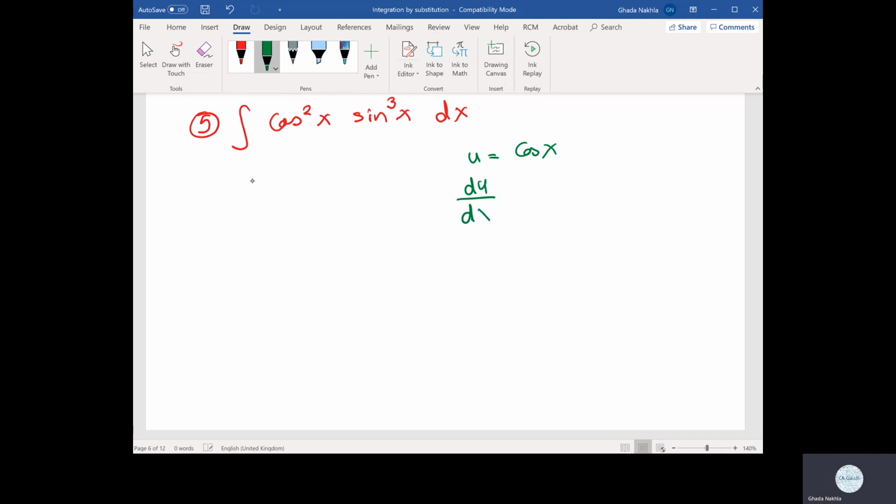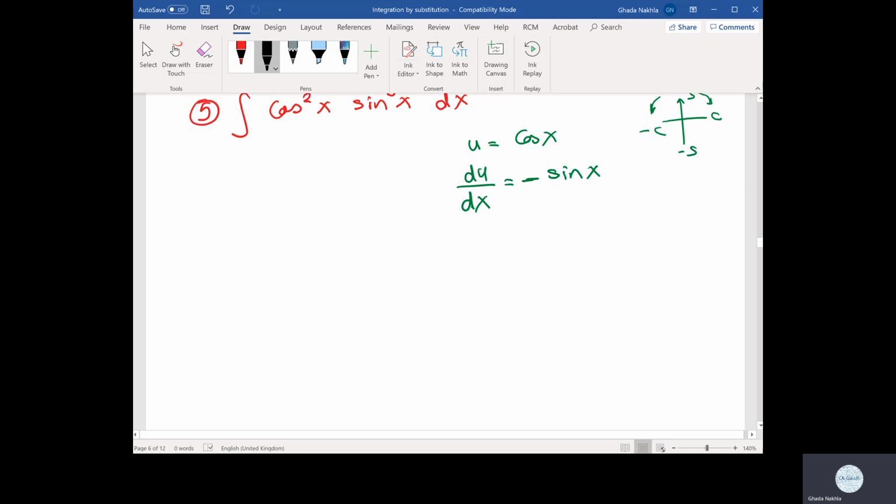du by dx is, so let's remember, sine, cos, minus sine, minus cos. We differentiate this way, we integrate the other way. So cos differentiates into minus sine. So I'm going to have minus sine x. Okay, let's go back to my question. The idea of integration by substitution is to substitute, basically. Do what it says on the tin. We substitute everything in terms of u, and then differentiate, and then integrate.